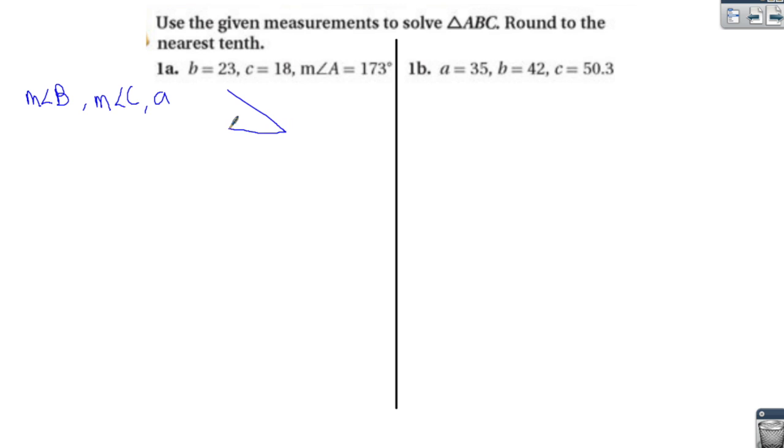It may look something close to this, where this is the obtuse angle 173 degrees, A, like so. And then I can set this angle here as B and C here. So all we know is that side B is 23, side C is 18. All right, so give yourself a visual, especially if that's something you prefer.